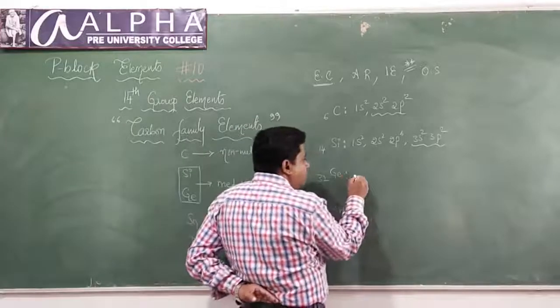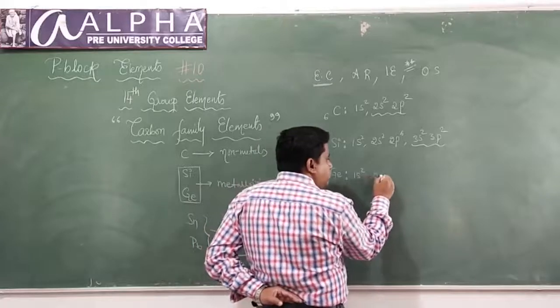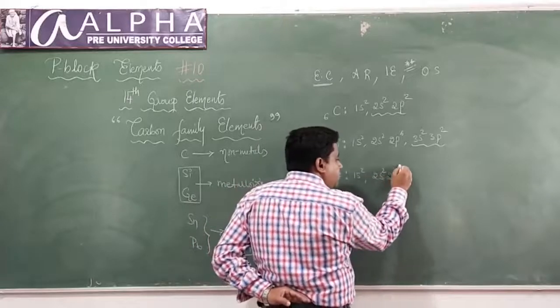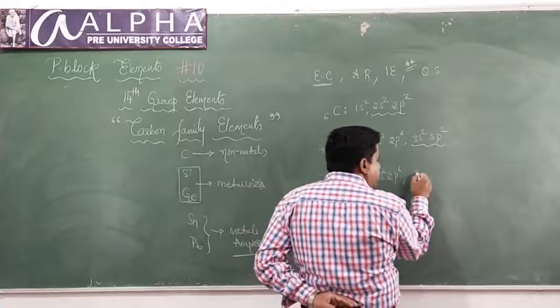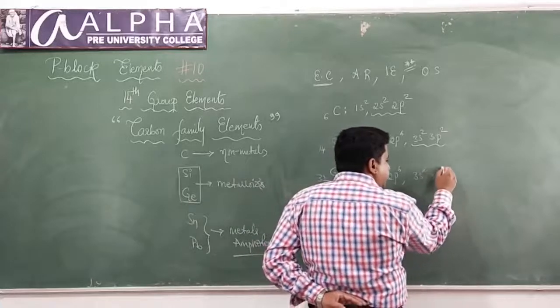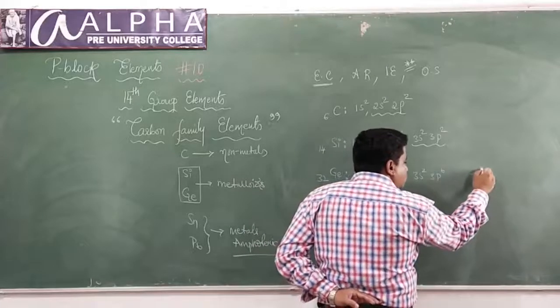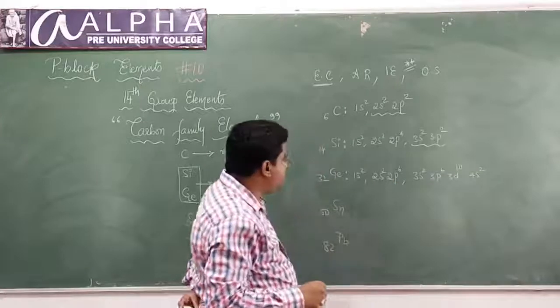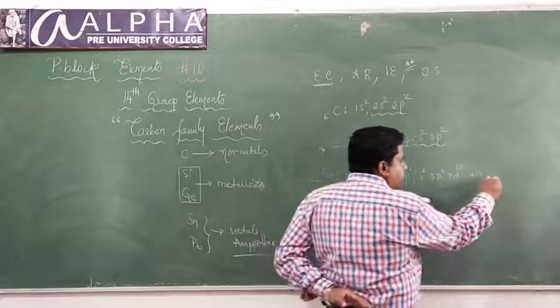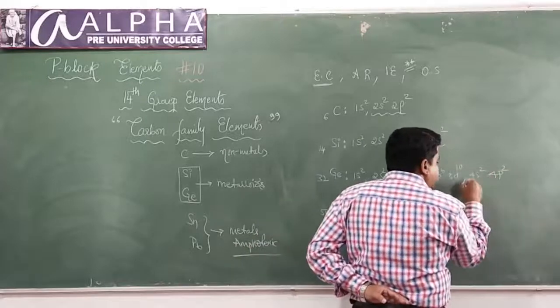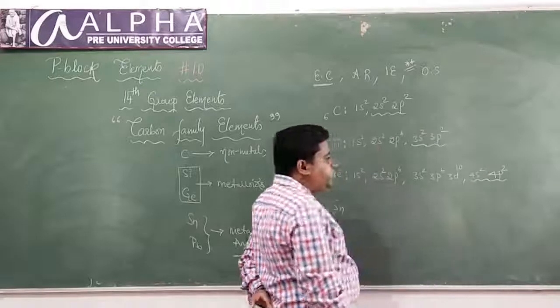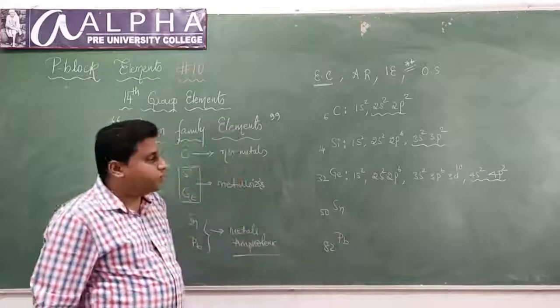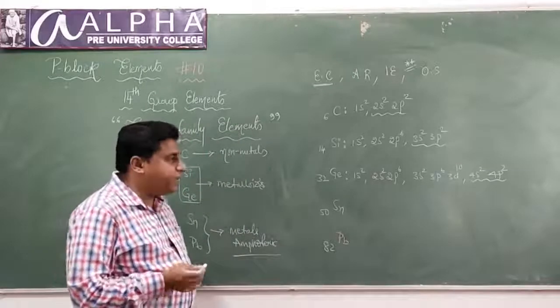Germanium: 1s2, 2s2, 2p6, 3s2, 3p6, 4s2, 3d10. How much is over? 30, then 4p2. Is this correct? Yes, 4s2, 4p2. Now, still be a little more careful.